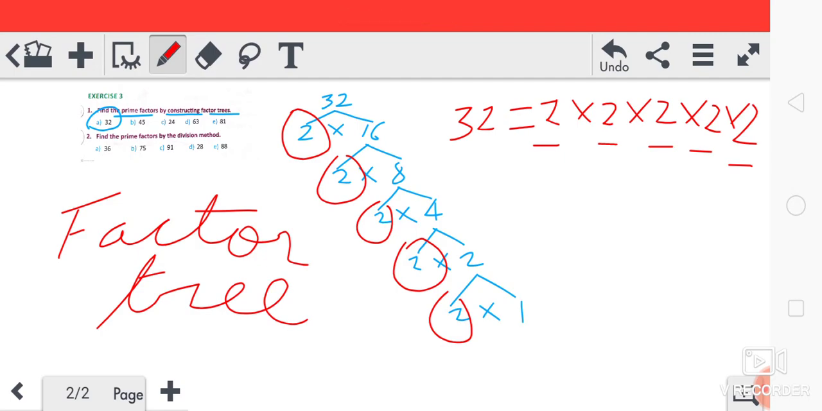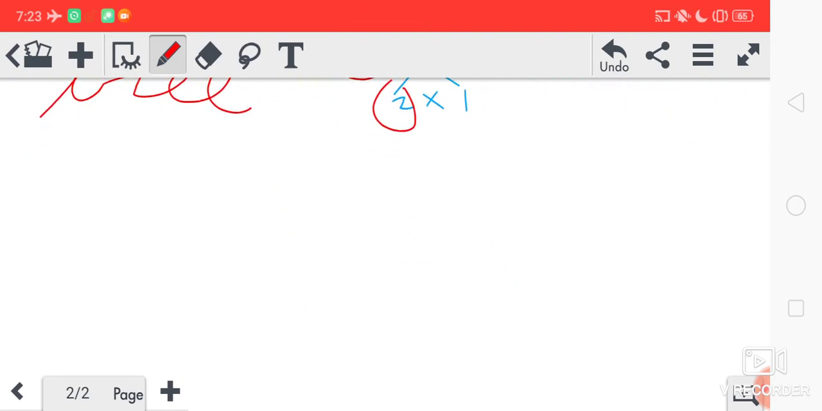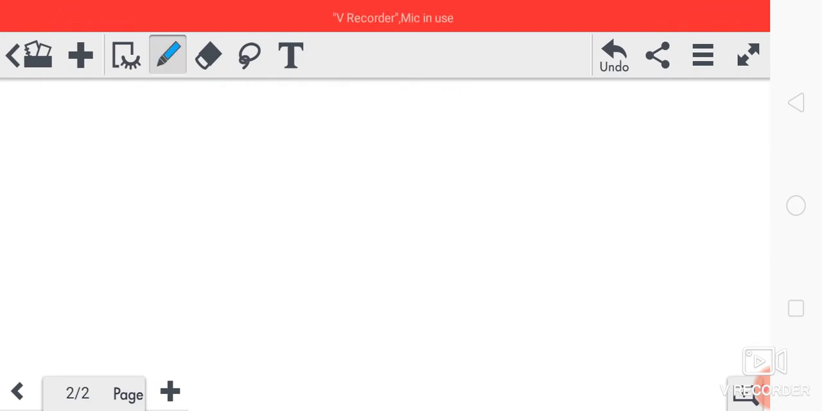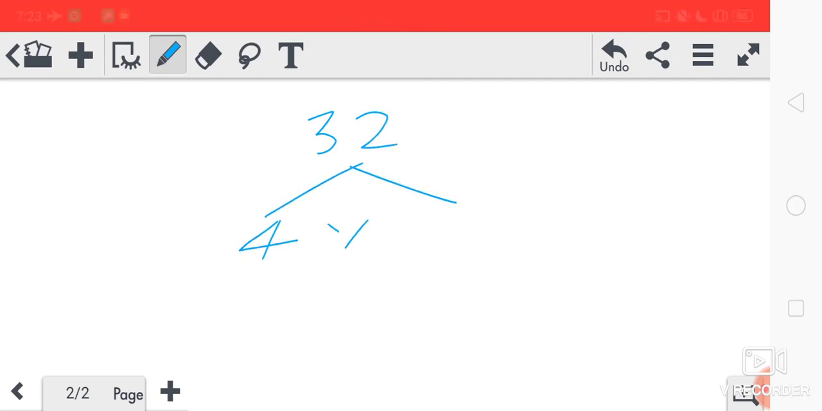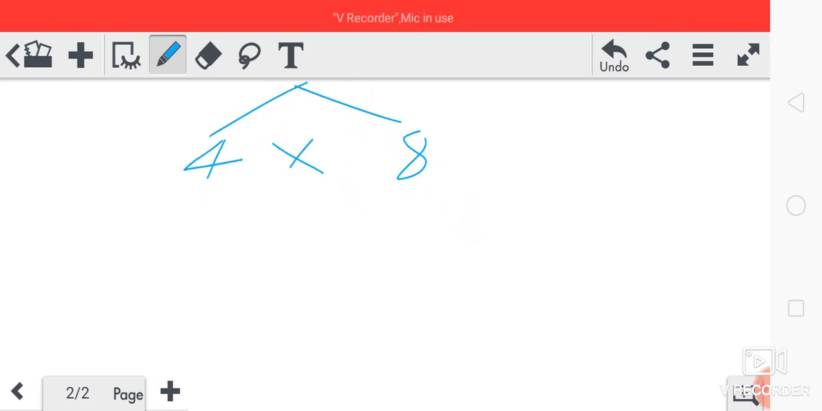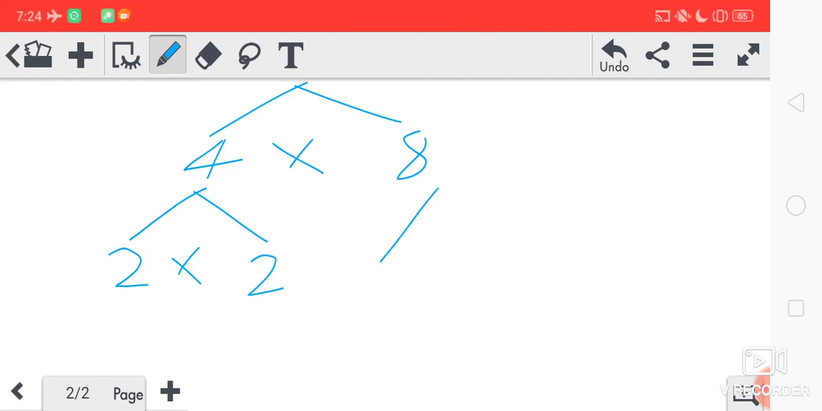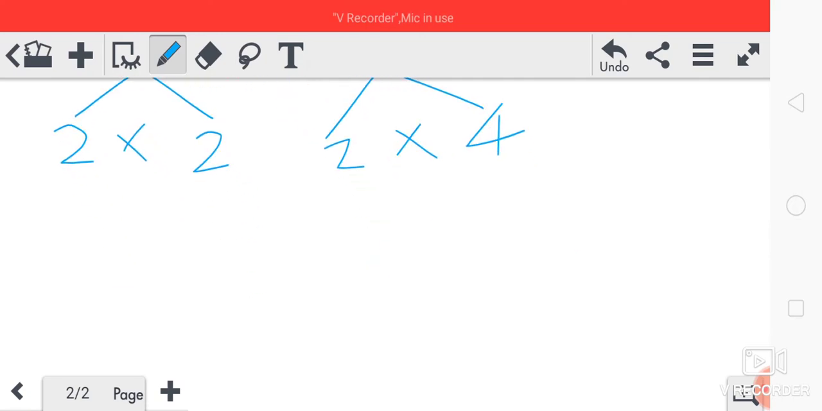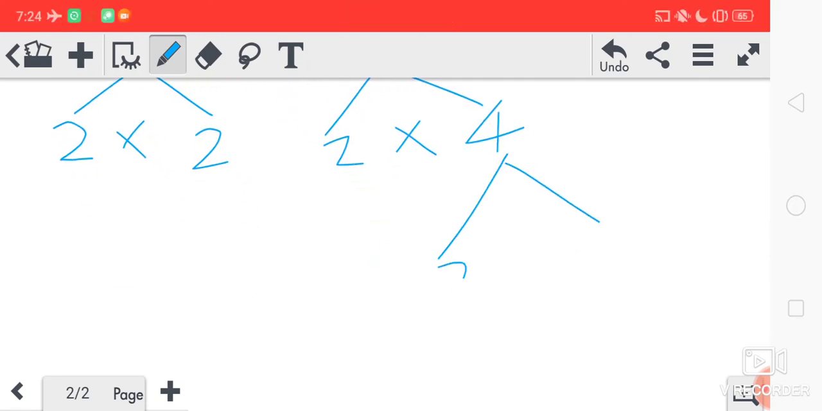This 32 you can do in another way. How can we do 32 in another way? So 32 we can write as 4 into 8. We can write or not? 4 8 is 32. Now this 4 has also other factors. So we can write here 2 into 2. Okay. Then this 8 we can write as 2 into 4. Again this 4 we can write as 2 into 2. Okay.